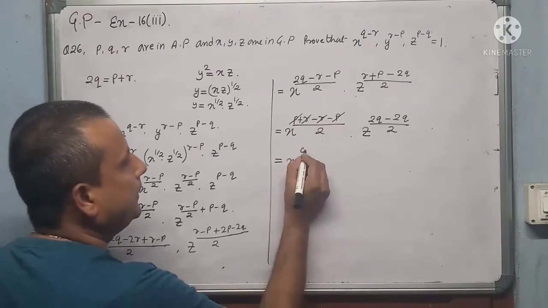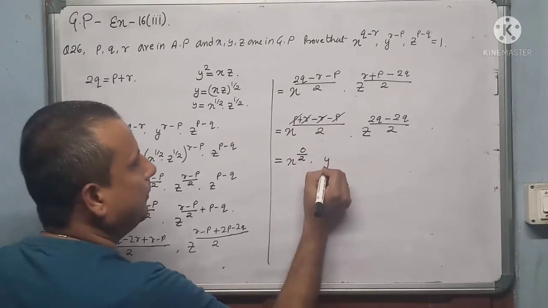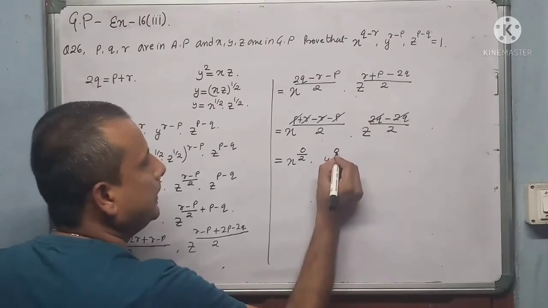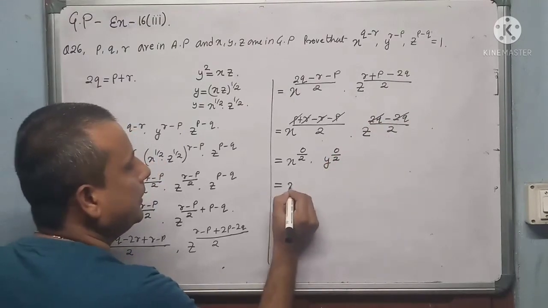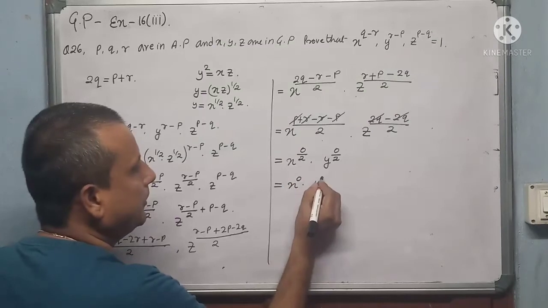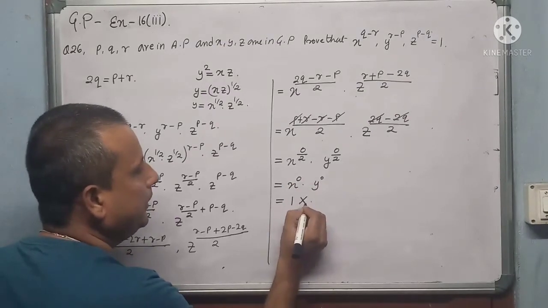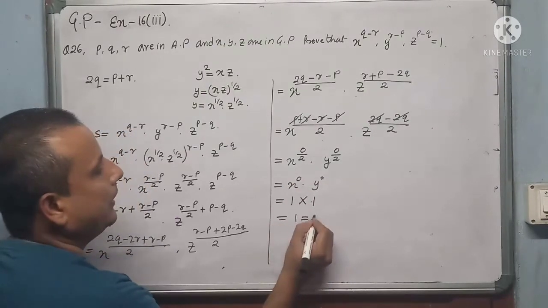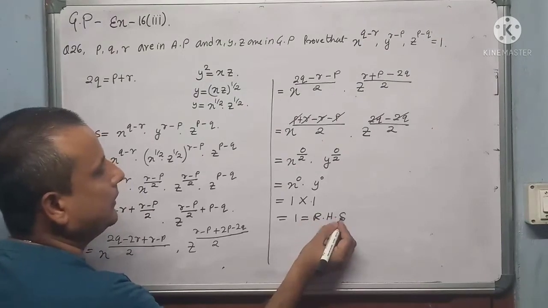X to the power 0 divided by 2, y to the power 0 divided by 2. 0 divided by 2 is 0, y to the power 0. Anything to the power 0 is 1, into 1. 1 into 1 is 1, and this is equal to the right hand side.